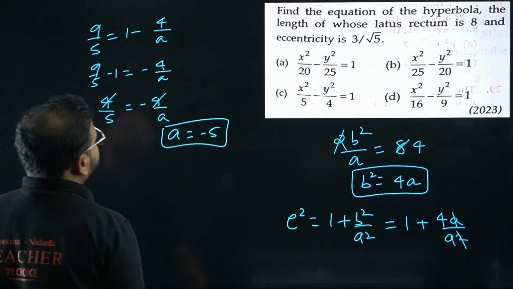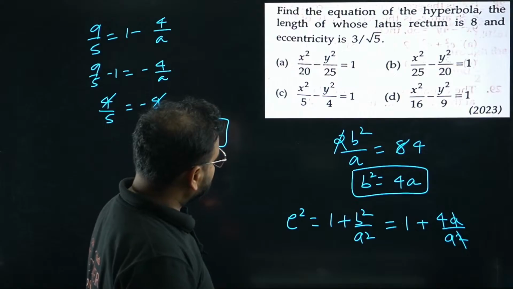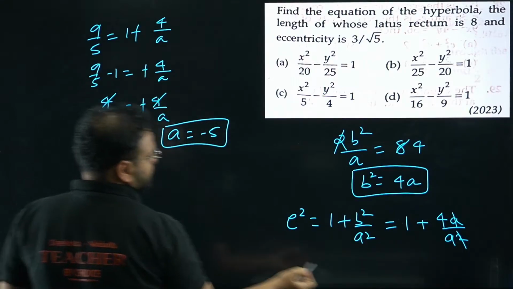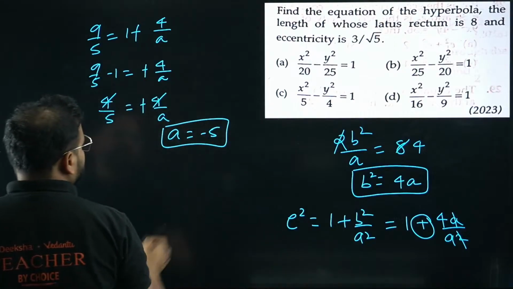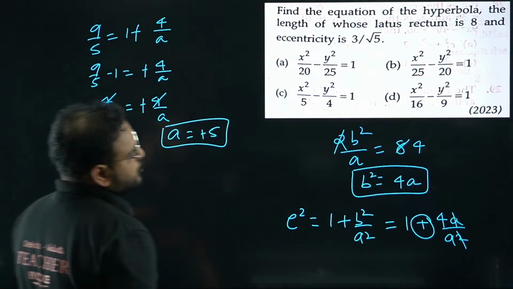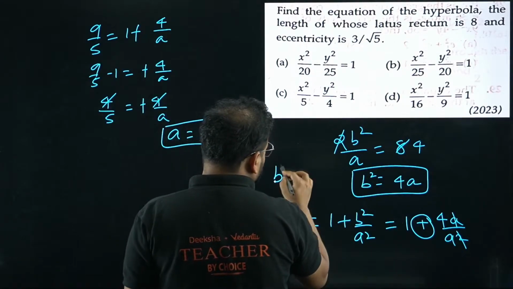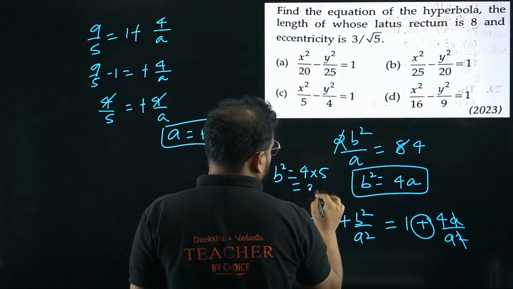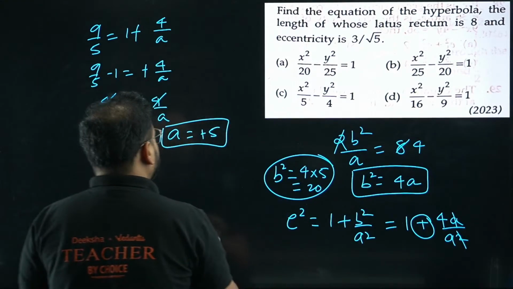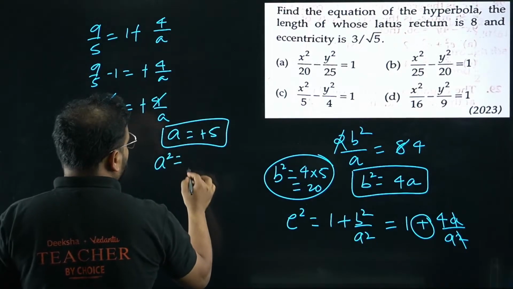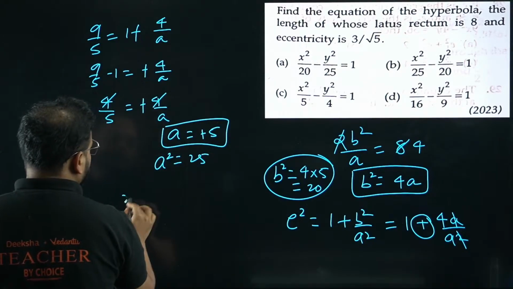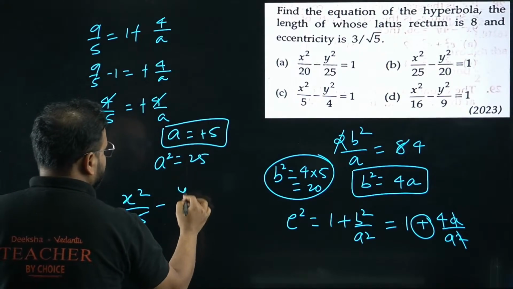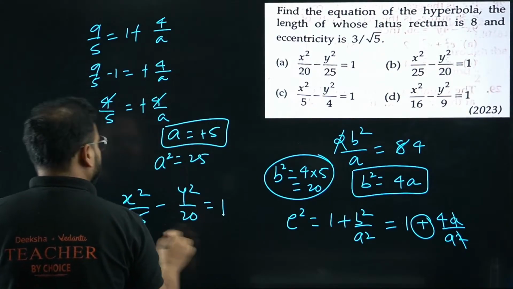Something is wrong. Why is it wrong? Yeah, it's plus sign, no? That's why. See plus sign over here, please check. I'm getting the value of a as plus 5. So check this out. I'll get the b square value. I'll have 4 times 5, which is 20. And a square is going to be 25. My answer will become x square by 25 minus y square by 20 equals to 1.